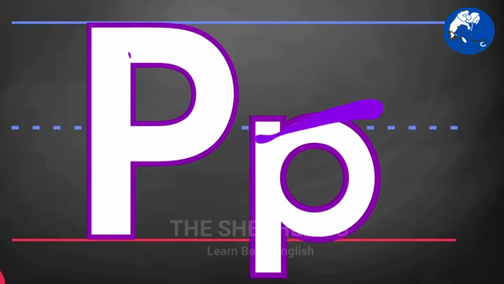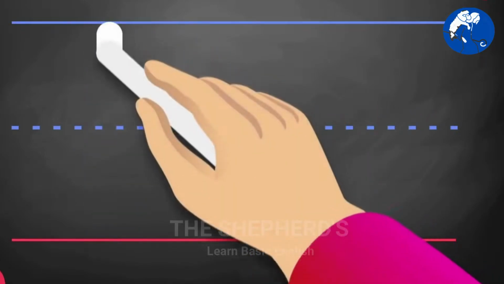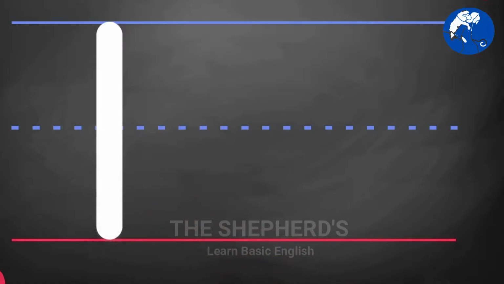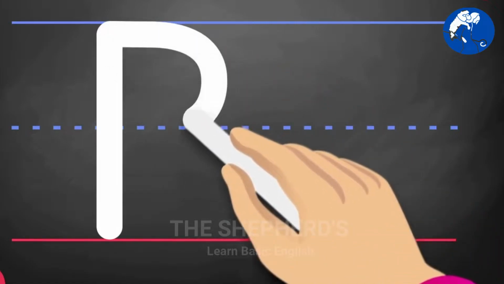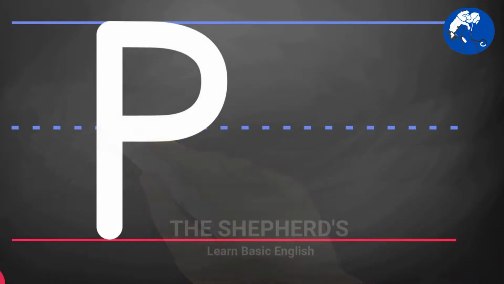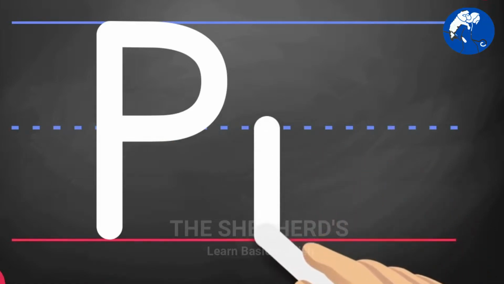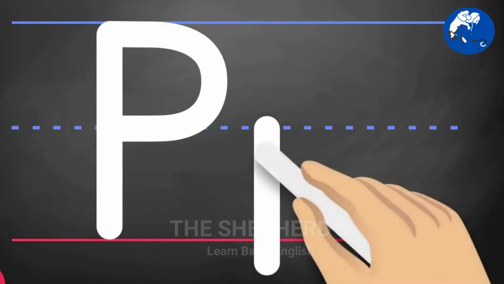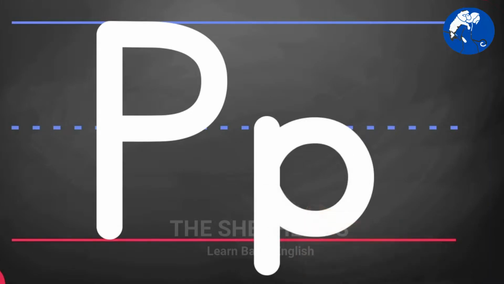Letter P. Uppercase P. Hold down. Back on the top, around, and in. Lowercase p. Hold down. Go back to the middle, around, and in. You're amazing!